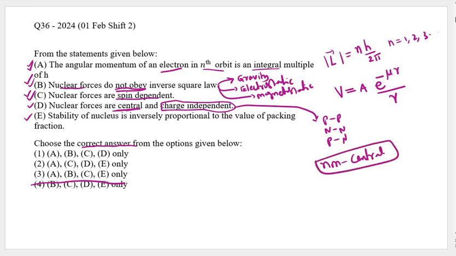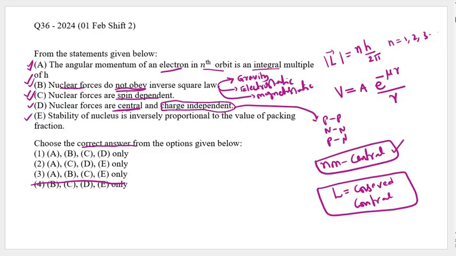So what is the meaning of non-central here? If they are central, then angular momentum is conserved. L is a conserved quantity for central forces. For non-central, L is not conserved. It is found that for nucleons, angular momentum is not conserved. That's why they are non-central in nature.